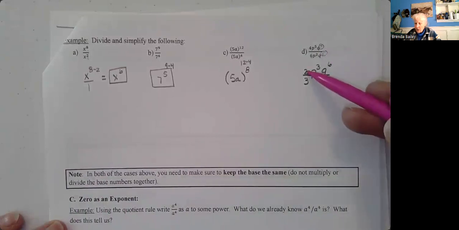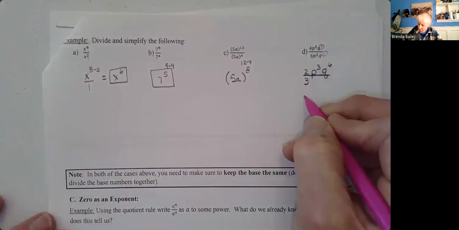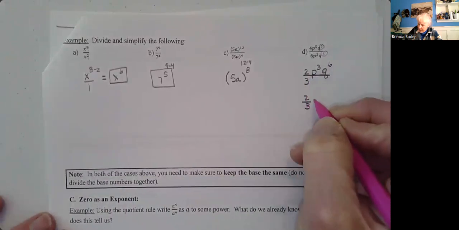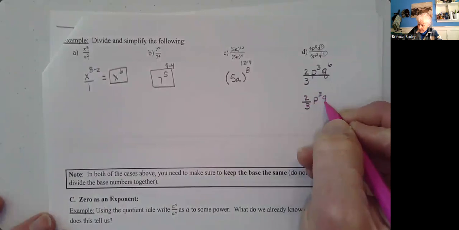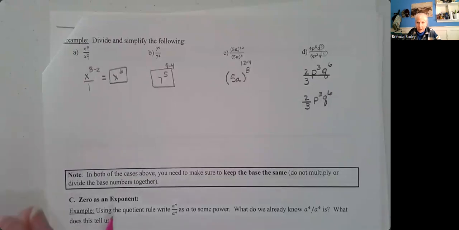Now, given this, there's different ways of writing this. This is not wrong. You could also write it like this: 2/3 p cubed, q to the 6th. Either one is right. I don't think Pearson would count either one wrong. So just be aware that this and this mean the same thing.